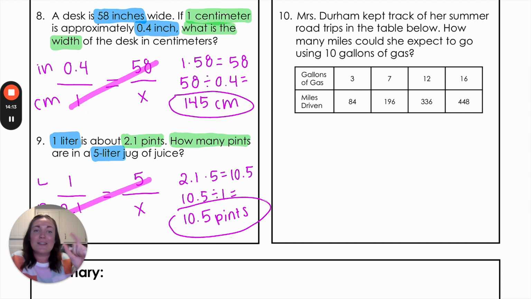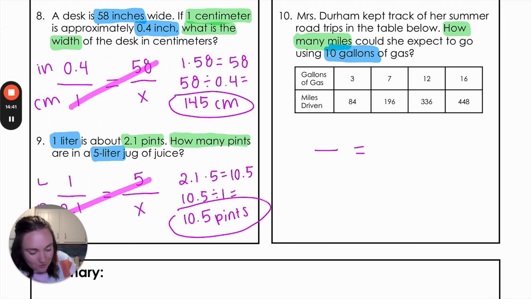So we've got all these different equivalencies, right? 3 gallons of gas was 84, 7 is 196, 12 is 336. But what we need to know is how many miles, right? That's going to be our variable because that's what the question's asking. Can she go on our 10 gallons of gas? So we need to use that 10 gallons in our proportion. So let's go ahead and start our proportion.